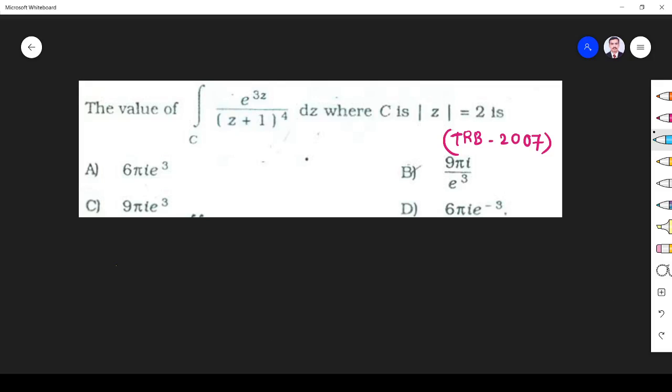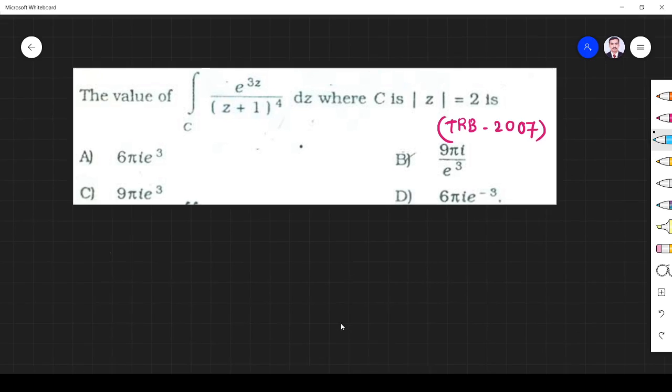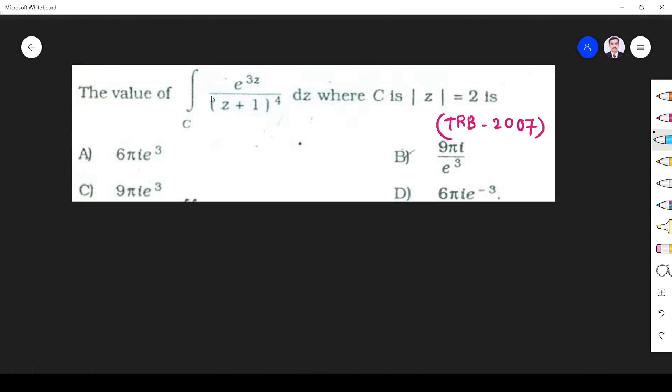Hi friends, in this video we solve complex integration related questions asked in the TRB exam. The first question is: the value of the contour integration of e power 3z divided by (z plus 1) whole power 4 dz, where C is mod z equal to 2. This is the question.